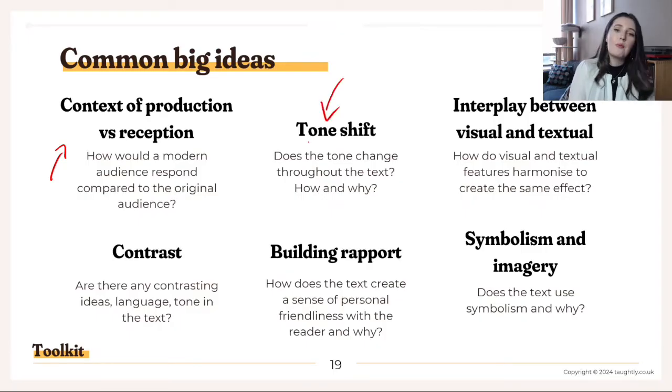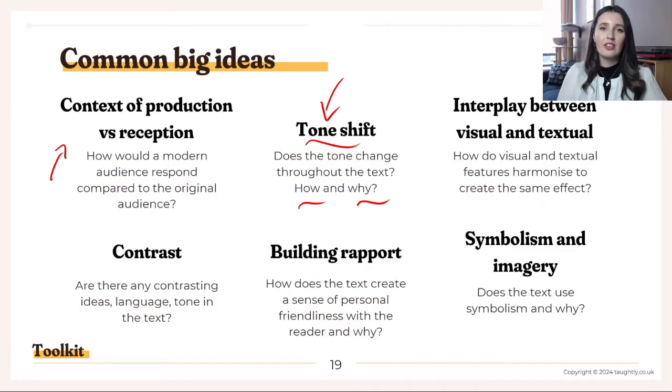You could also have a paragraph all about tone shift, if there is a shift in tone, obviously. So if you notice that, for example, a text begins quite wistful and happy and then gradually becomes more depressing and angry throughout, then you could have a paragraph analysing that tone shift. Where does it change? How and why? What's the reason?